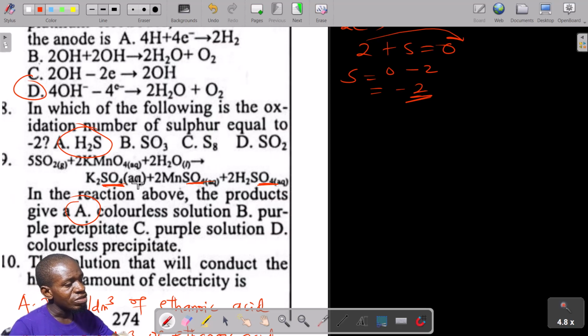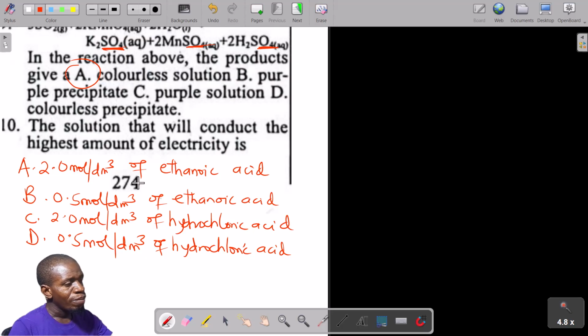All right, now let's go to the next question. The next question says, the solution that will conduct the highest amount of electricity is. So what solution will conduct the highest amount of electricity? If you want to know the one that will conduct the highest amount of electricity, do it this way.